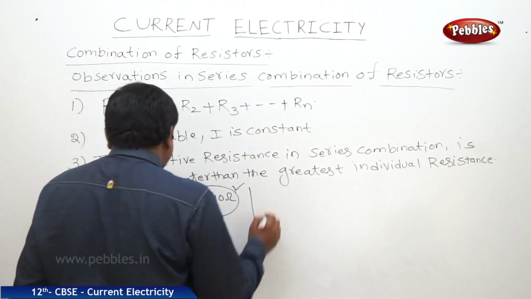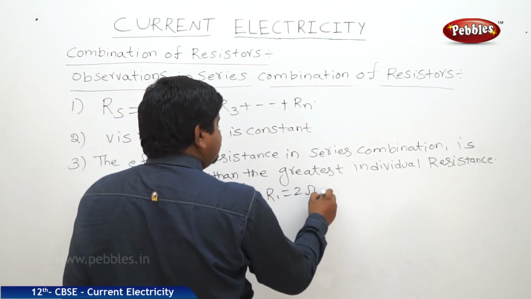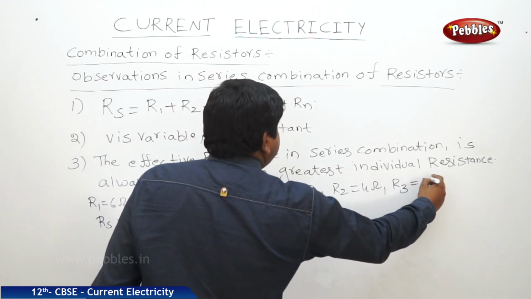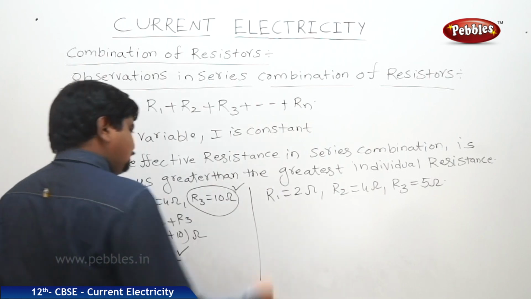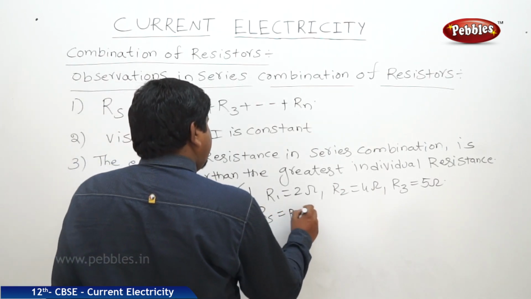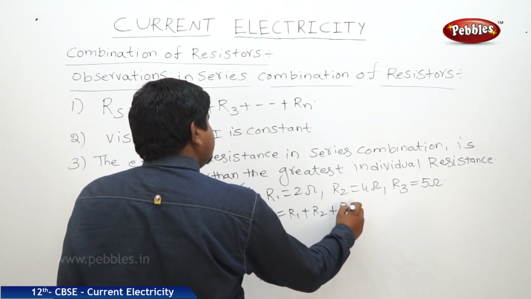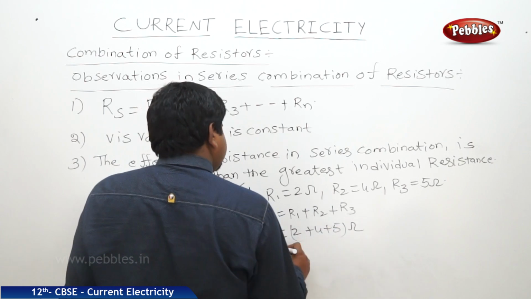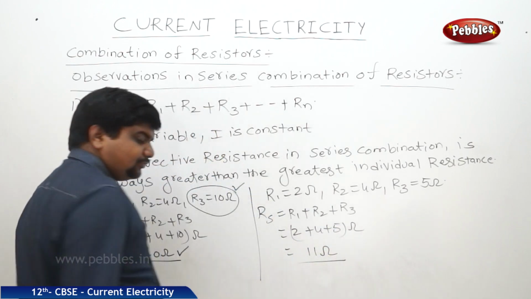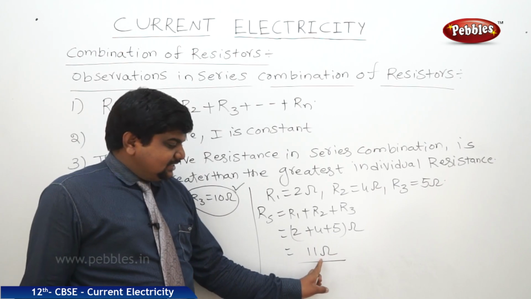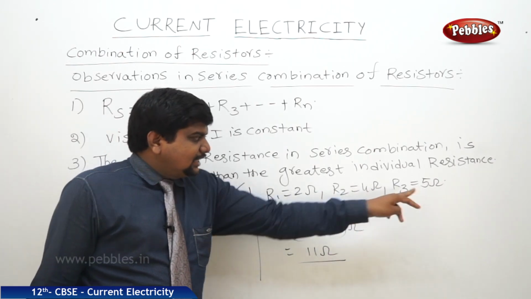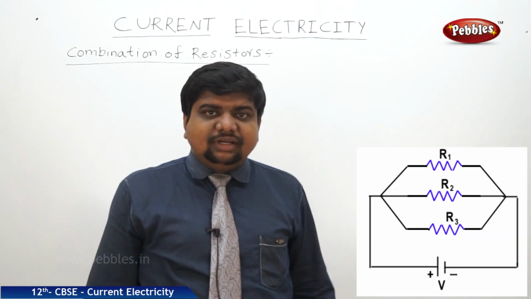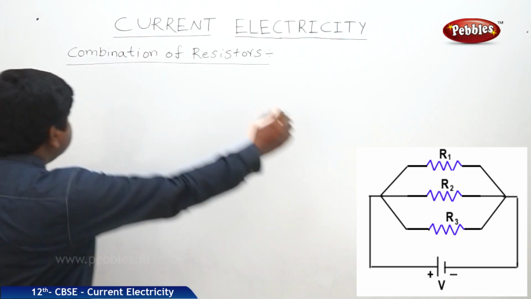We will see one more example. R1 is equal to 2 ohms, R2 is equal to 4 ohms, R3 is equal to 5 ohms. Again Rs is equal to R1 plus R2 plus R3, 2 plus 4 plus 5 ohms, 11 ohms. Here also we can say that effective resistance is always greater than the greatest individual resistance. What is the greatest individual resistance in the combination? 5. Next we will see the parallel combination of resistors.